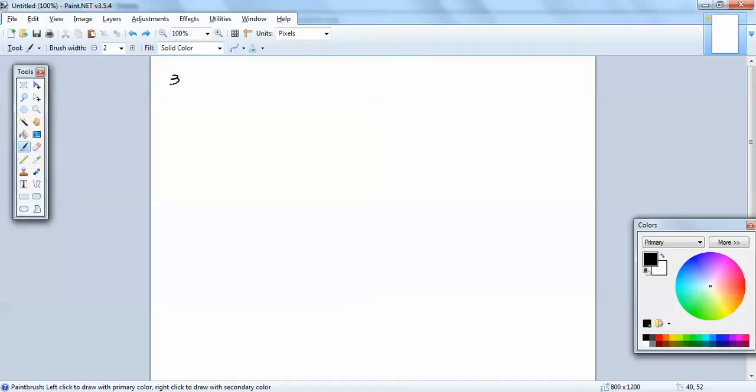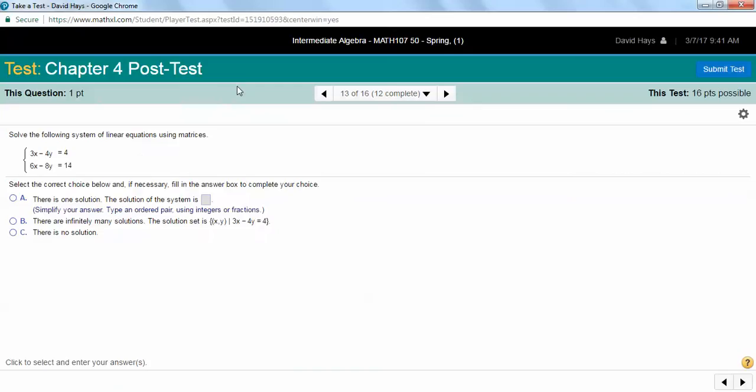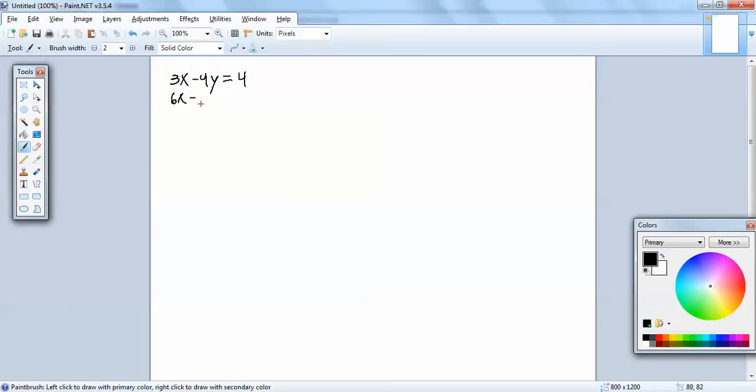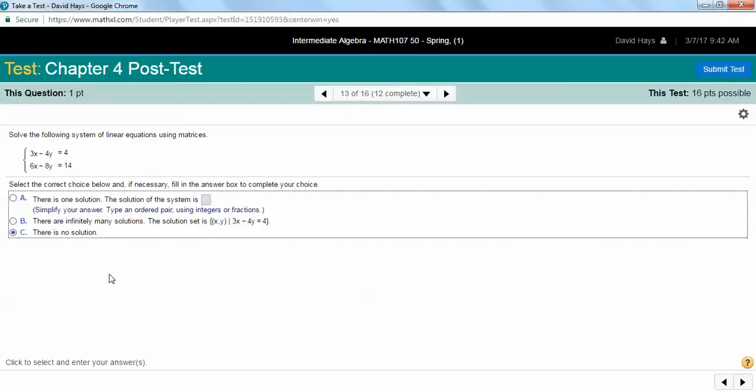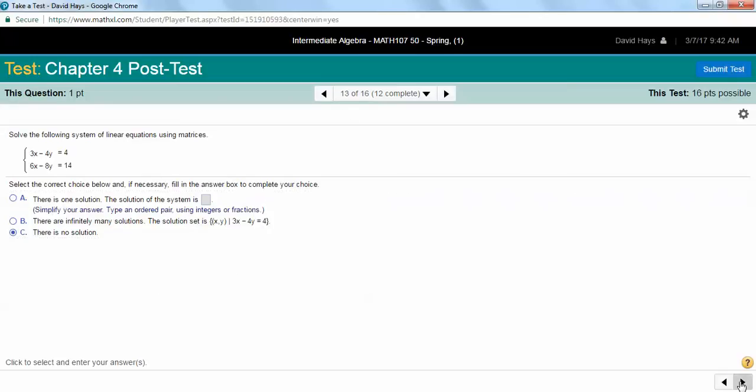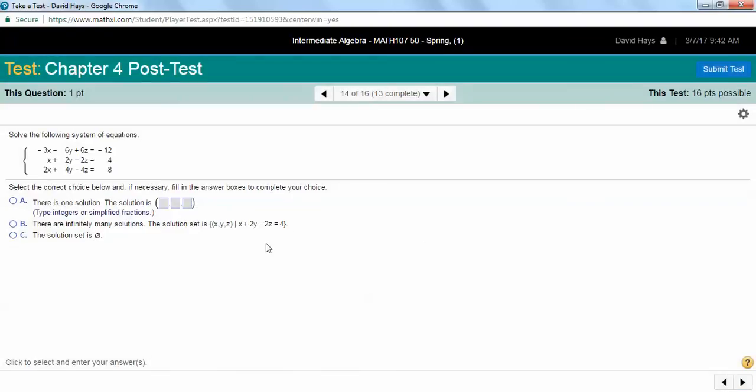So I got 3x minus 4y equals 4. And 6x minus 8y, and I see a problem right here, equals 14. So I got 3x minus 4y is equal to 4, and I notice these are all divisible by 2, which gives us 3x minus 4y is equal to 7. Notice how this side matches this side, but these don't. That means there's no solution. If I went through and solved it, I would see that.